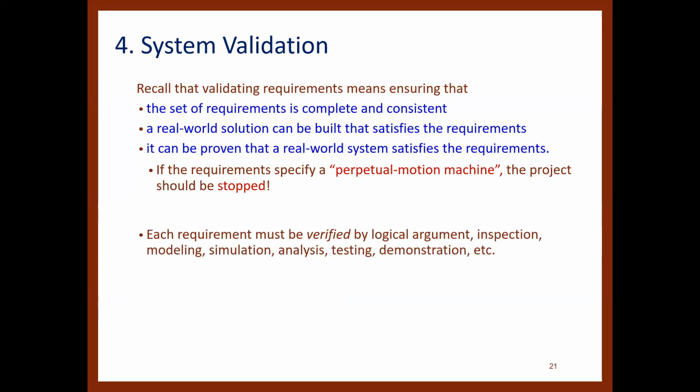Recall that validating requirements means ensuring that the set of requirements is complete and consistent, a real-world solution can be built that satisfies the requirements, and it can be proven that a real-world system satisfies the requirements. If the requirements specify a perpetual motion machine, then the project should be stopped because there's no way that you can create something like that. So that's just an example. Each requirement must be verified by a logical argument, inspection, modeling, simulation, analysis, testing, or demonstration. In some way, you have to make sure that this is verified.